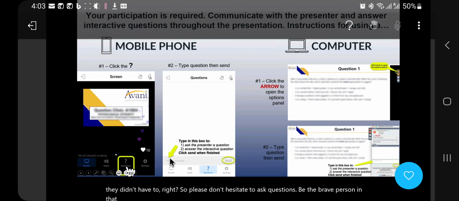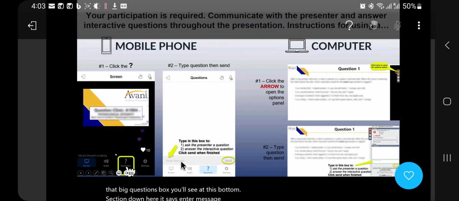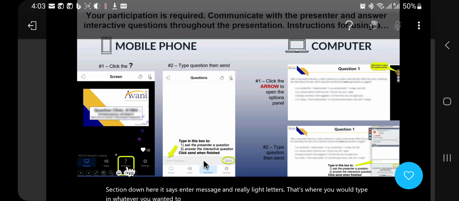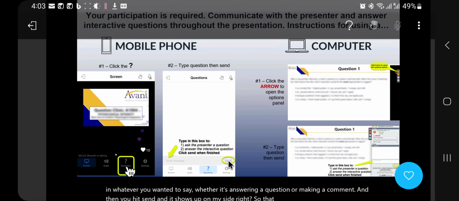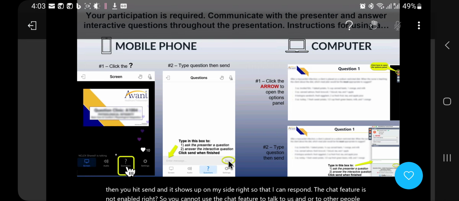In that big questions box, you'll see at this bottom section, it says enter message in really light letters. That's where you would type in whatever you wanted to say, whether it's answering a question or making a comment, and then you hit send, and it shows up on my side, right, so that I can respond. The chat feature is not enabled, so you cannot use the chat feature to talk to us or to other people. You can only ask questions to the presenter in the GoToWebinar presentations.